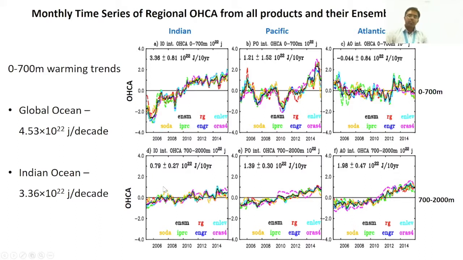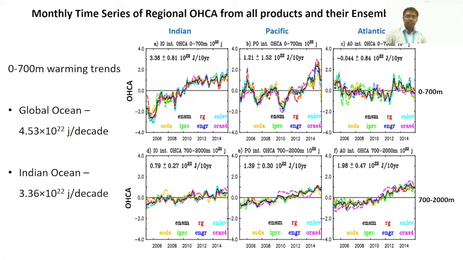The interesting thing to note from this analysis is the ensemble mean, shown in the black line, and all the other products are shown as a spread around the ensemble mean. We can see that all the products agree very well during this period. So this ensemble mean is showing a very robust analysis, a very good signature of the ocean heat uptake in each and every ocean basin.